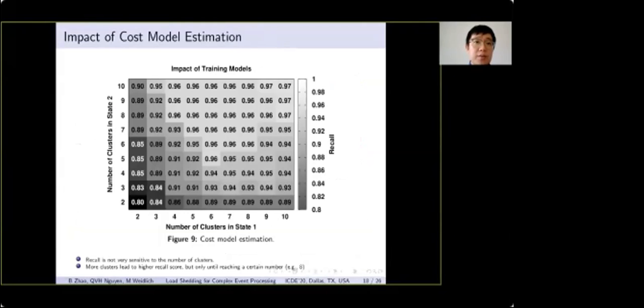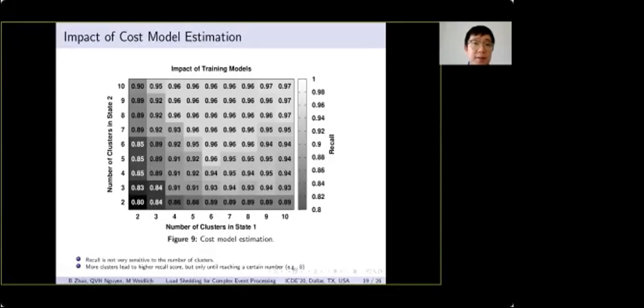Next, we consider the impact of cost model estimation. Generally, recall is not very sensitive to the number of clusters. More clusters lead to higher recall, but only until reaching a certain number of clusters. In this example, that is 8.